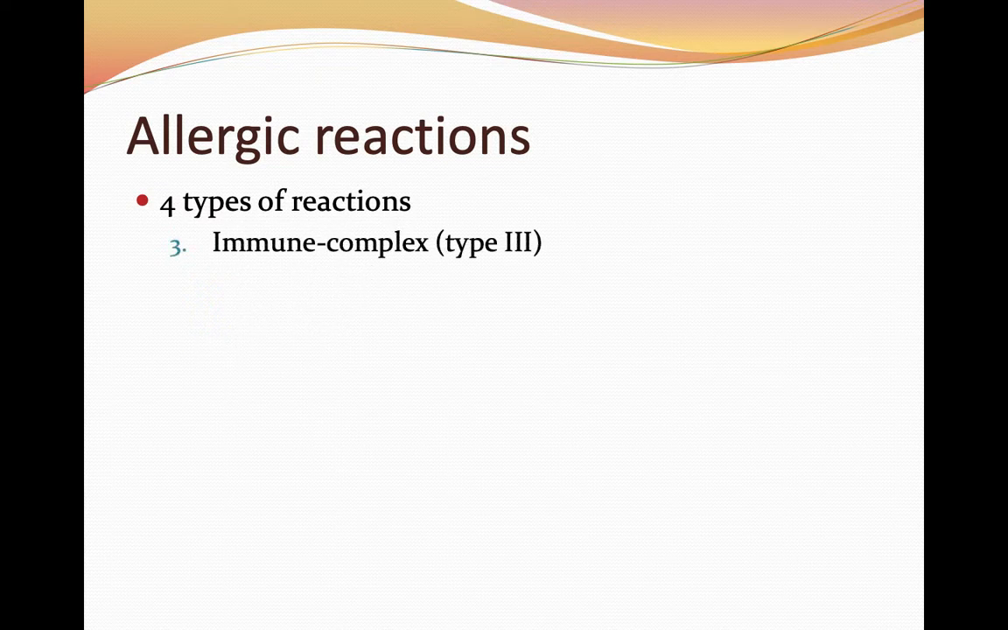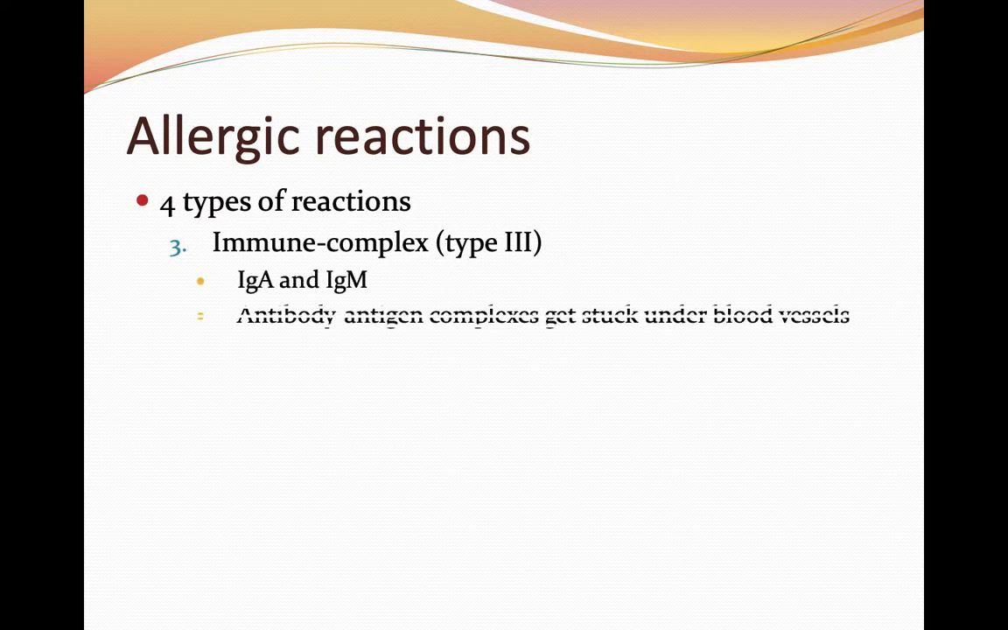A type 3 is called immune complex, and this is, I would say, a more rare type of allergy. Not everyone would get this one. It's where antibody antigen complexes get stuck in certain areas of the body, and it leads to some autoimmune disease where you attack your own body, like rheumatoid arthritis, which I'll show you a picture of here in a second, is where you would attack your joints.